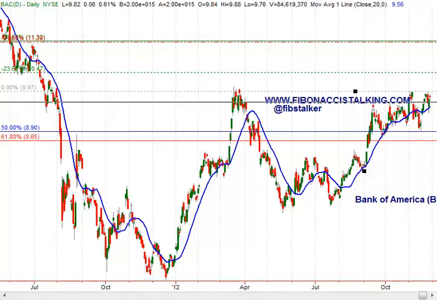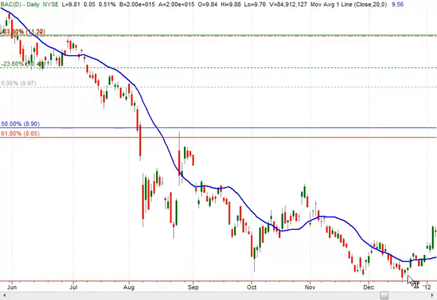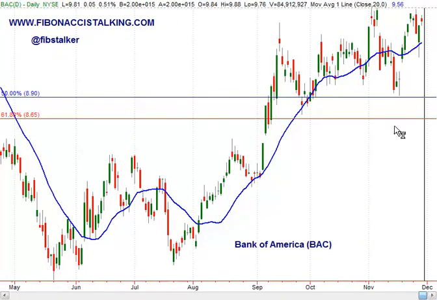And the first target of this inner measure move is 1040, the 1040 area, and as you can see the second target lines up nicely with the 1130 target. So I believe this is a good way to model price of BAC, Bank of America.